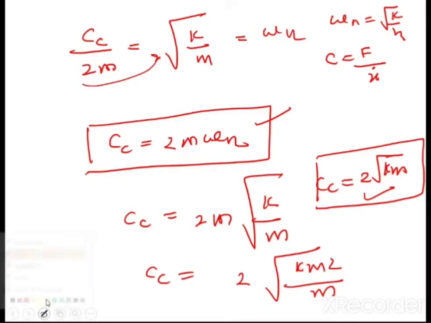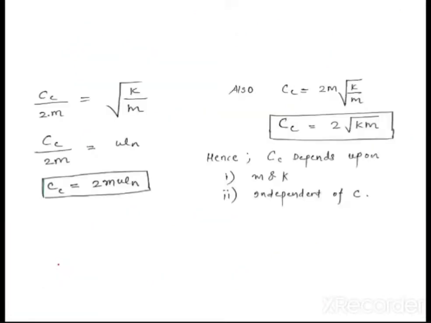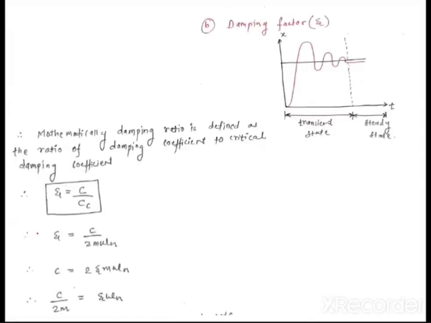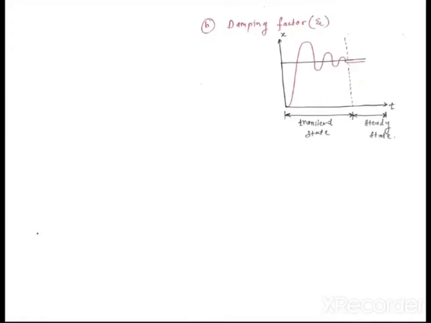Guys, have you understood this? Is it clear? So Cc is equal to 2 square root of km and 2m omega n. So Cc depends upon m and k and is independent of C. Basically, what are the parameters on which this Cc depends? It depends upon omega n. Omega n means k upon m, so k into m. So Cc completely depends upon m and k and is independent of C. Is it clear? Okay, and now the last point I will explain and I will stop.